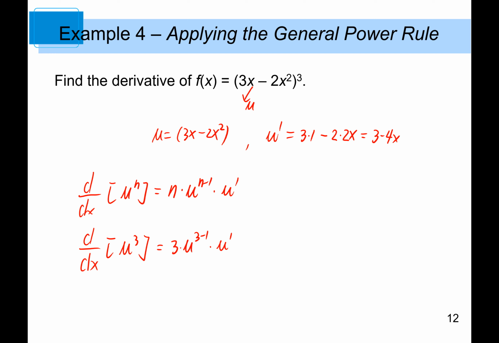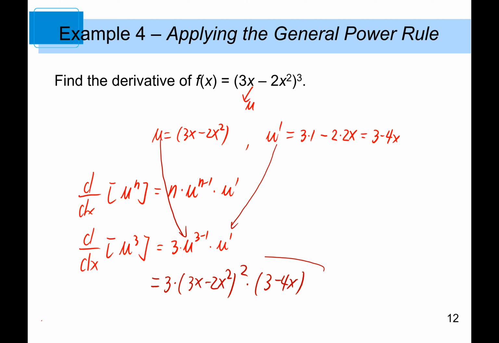Now what you can do is replace u and replace u prime, and then you end up with the answer easily. So 3 times 3x minus 2x squared to the second, times 3 minus 4x. That's going to be our final answer.